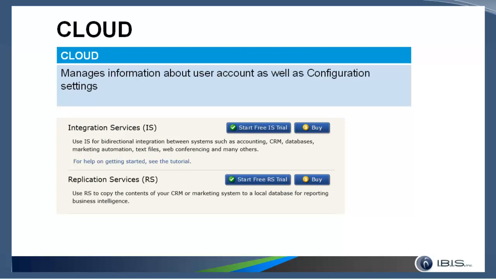So the first component that we'll walk through is the cloud. Like mentioned before, the cloud manages information about your user account as well as configuration settings. So when you sign up for Scribe Online, you'll be prompted to create an integration service. When you create one, that gives your company access to the cloud service through which your agent will communicate.